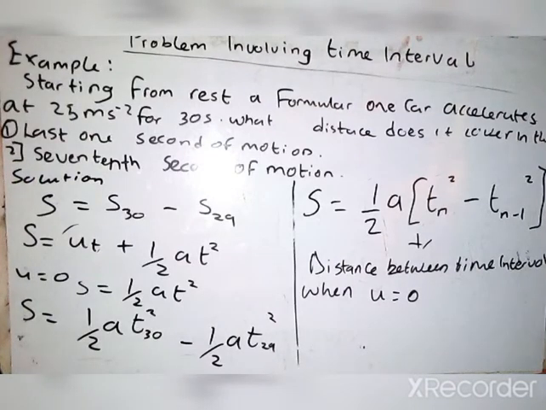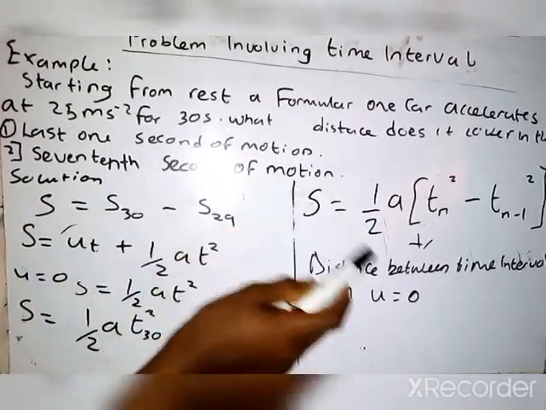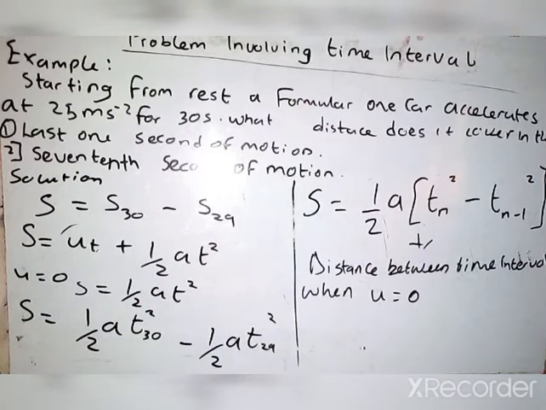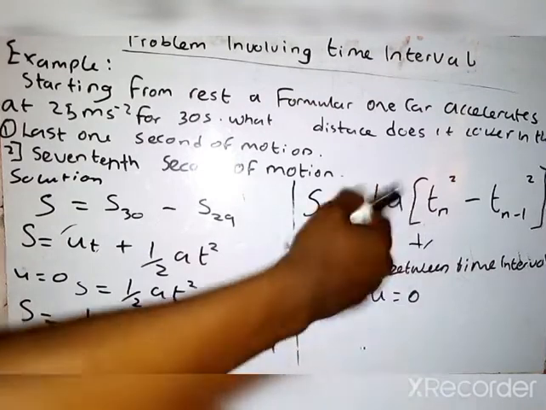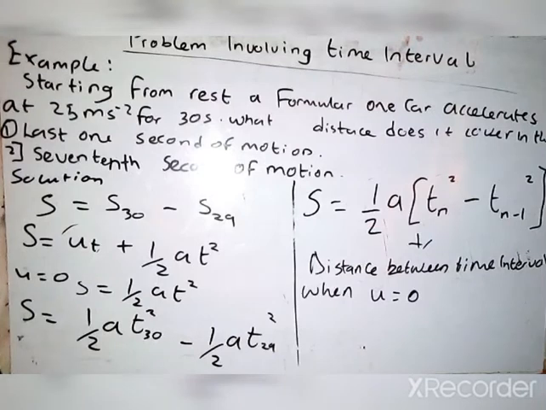So in this type of question, 17 seconds of motion, we can use this formula for it. The 17 seconds of motion is between the 17 seconds and the 16 seconds. So we calculate the distance for 17 seconds, and we calculate the distance for 16 seconds. We can do it like the first method, but we can just use this formula here to solve the second question.